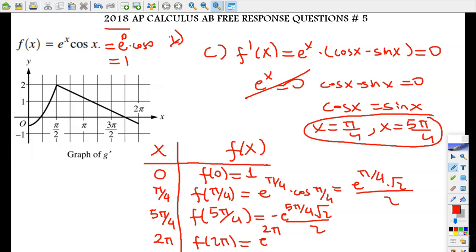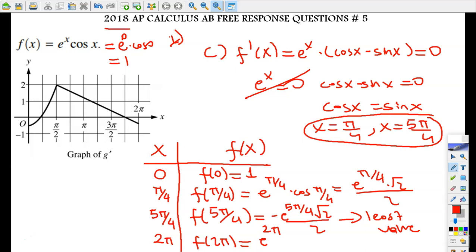So we can say that this value, negative e to the power of 5 pi over 4 times square root of 2 over 2, is the least value. Since this is the least value, the absolute minimum value is going to take place at x equals 5 pi over 4. And this is the value of it.